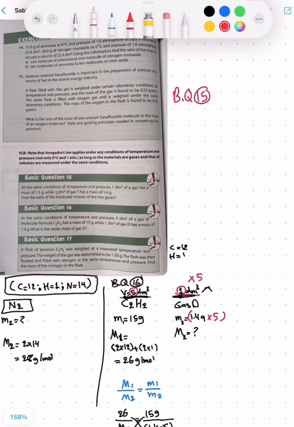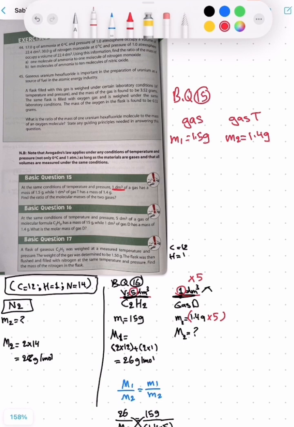At the same conditions of temperature and pressure, in 1 cubic decimeter of a gas that's unknown, we have a mass M1 of 1.5 grams, while the same volume of another gas, named gas T, has a mass M2 of 1.4 grams. Find the ratio of the molar masses of the two gases.